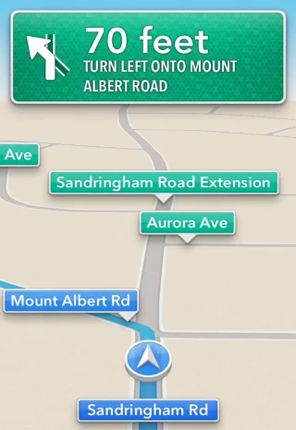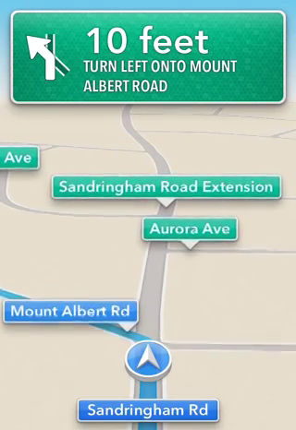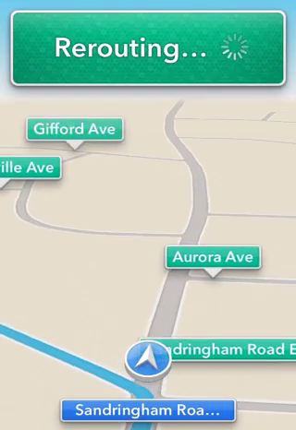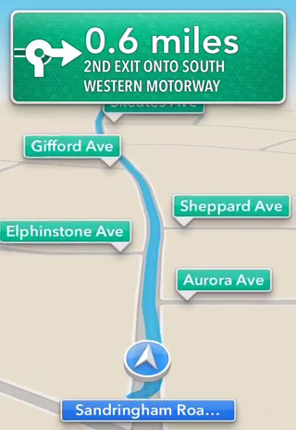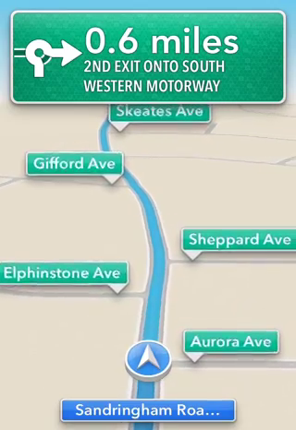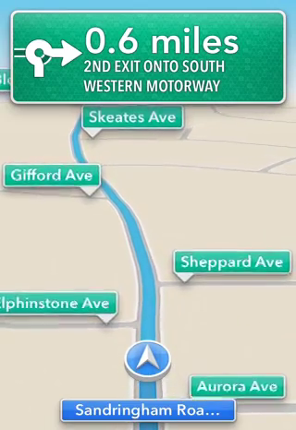Alright, I'm going straight. See how quickly it recalculates the road. In 3/4 of a mile, at the roundabout, take the second exit onto Southwestern Motorway. Nice, no?